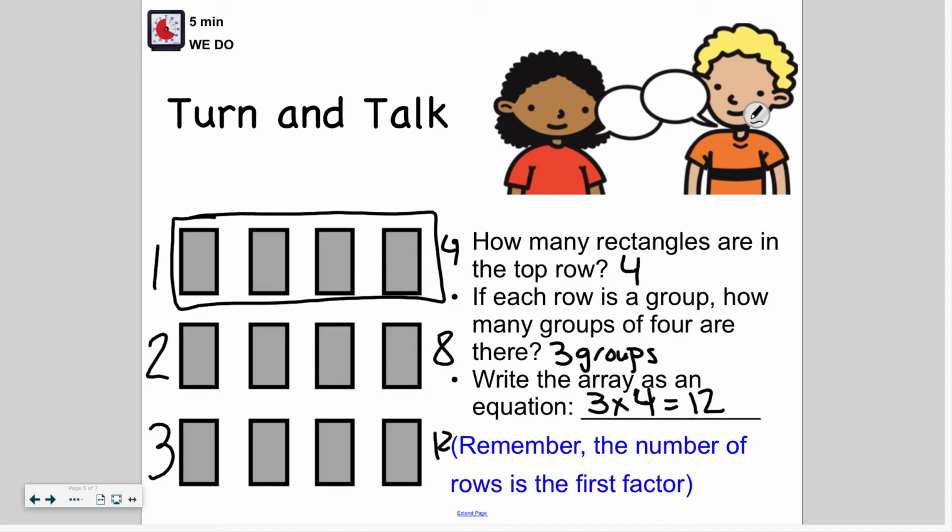So I hope you're starting to notice the relationship between the arrays and multiplication. In these arrays, all the rows are the numbers we're skip counting by to be able to get to the product. And it's an easier way to organize, and it helps us to visually see the multiplication.